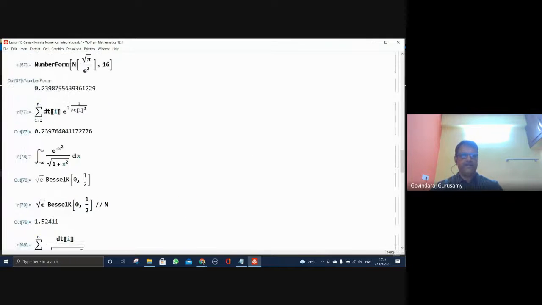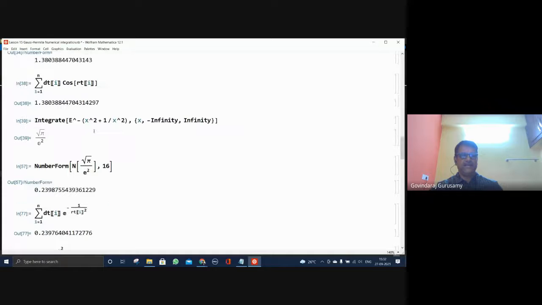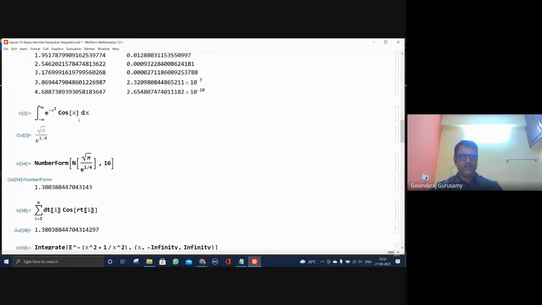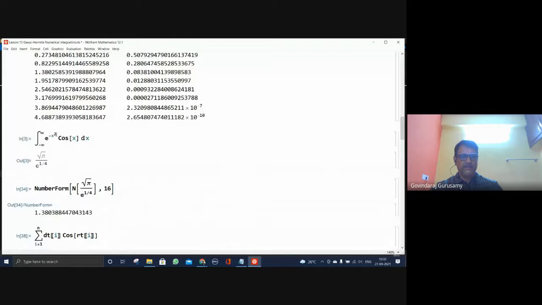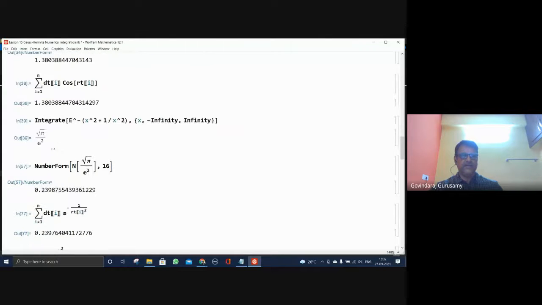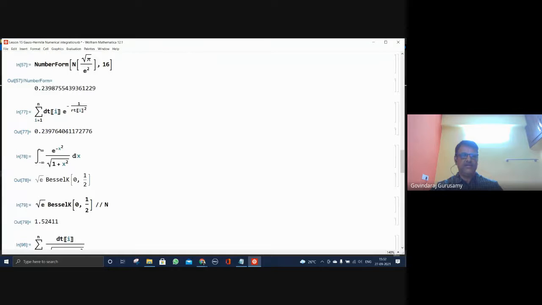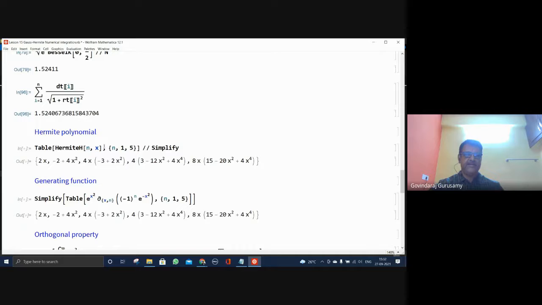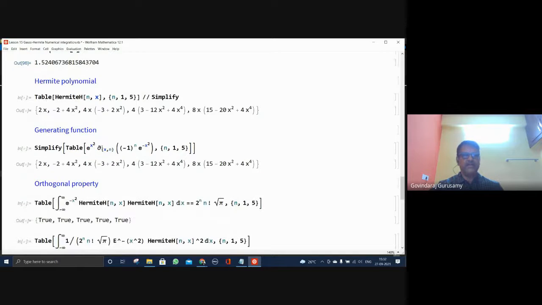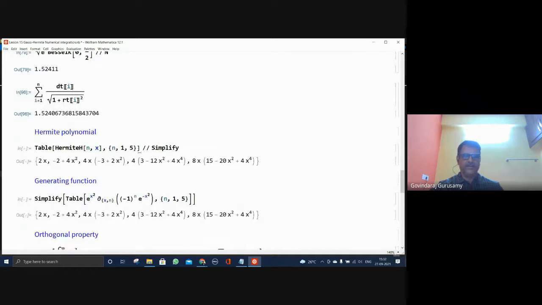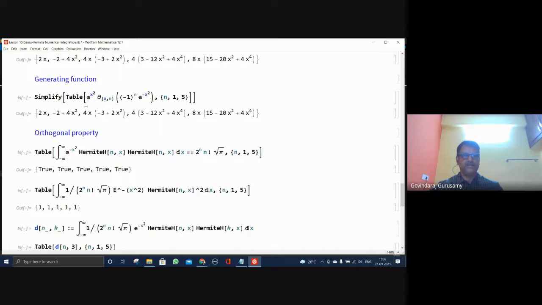So now again you can see that this is a simple technique, but please remember not to forget to take this weight function into consideration. If you have e power minus x square in your integrand, you just leave that and then perform the rest. Okay. And also here it's an advantage of numerically evaluating this integral from minus infinity to plus infinity. That is the big advantage with this Hermite. Okay. So now this is the polynomial which we have seen. It's the generating function.